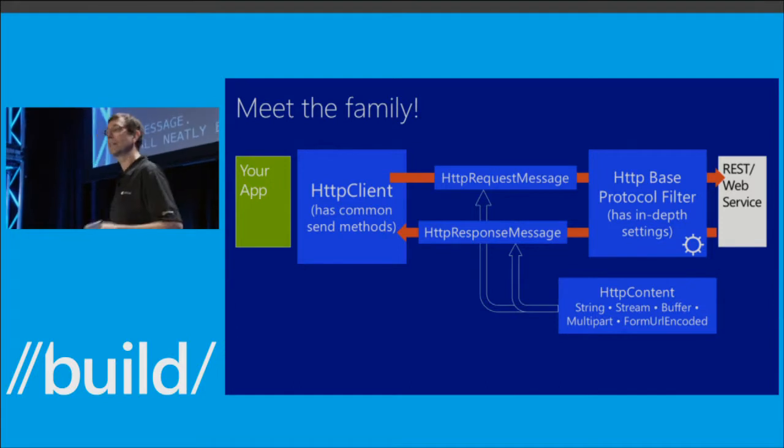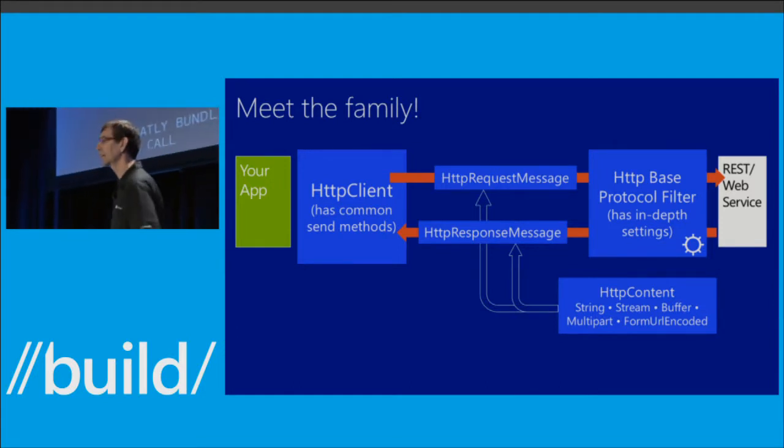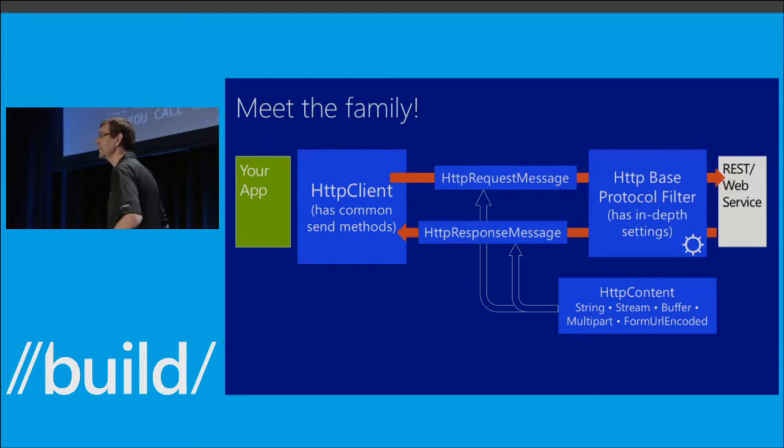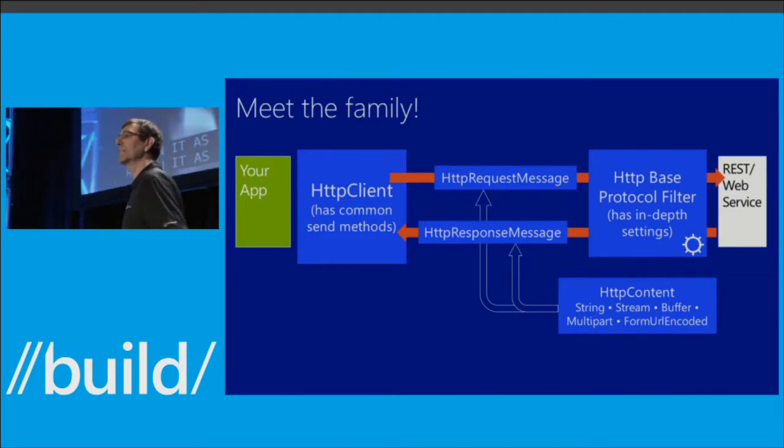If you call get string async, we will actually paw into the content and pull it out as a string. Same with get buffer async, get stream async. We'll return it as a buffer, we'll return it as a string. It's important to know, by the way, that in all cases we can throw an exception.